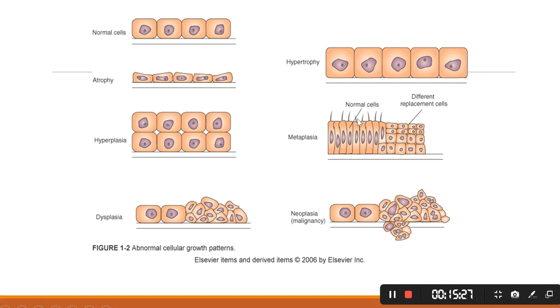Metaplasia, as I said, is a warning. It's not a clear cut sign of malignancy, but it's a warning that it may or may not turn malignant. Dysplasia is a clear cut sign that yes, they are definitely going to turn malignant, so you do something, treat it, remove the tissue. And neoplasia, we know, is malignancy.